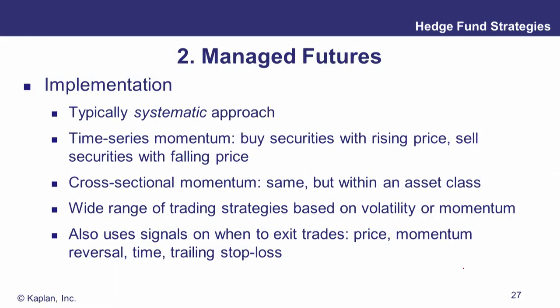Tends to be systematic approach rather than discretionary, so a bit more analytical for managed futures. A couple of different approaches here, which is looking at a time series momentum strategy. Well, we know what a momentum strategy is. We're going to be buying securities whose prices are rising because we expect that price rise to continue for the foreseeable future. We sell securities with a falling price. A cross-sectional momentum strategy is exactly the same thing, but within an asset class. So we're going to be dealing solely within equity or solely within fixed income.